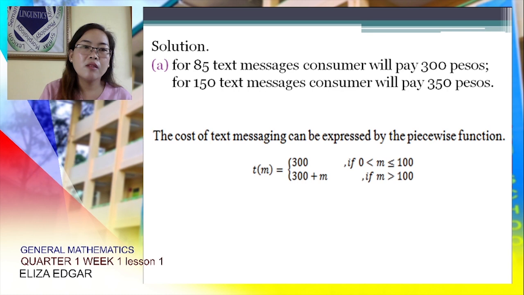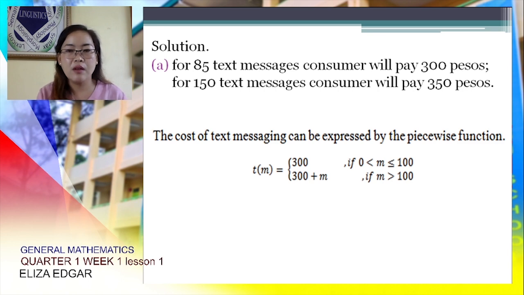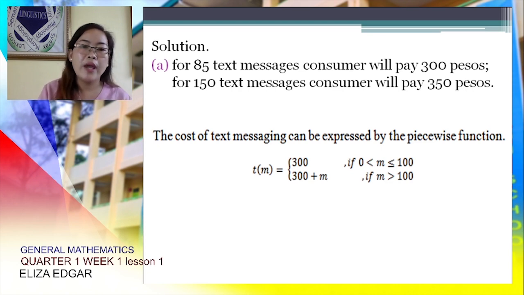For a consumer who will send 85 text messages, the cost is 300 pesos. For 150 text messages, a consumer will pay 350 pesos. The cost of text messaging can be expressed by the piecewise function, wherein T of M equals 300 pesos if the number of messages is between 0 and 100. Another part of the formula is 300 plus M if M is greater than 100.